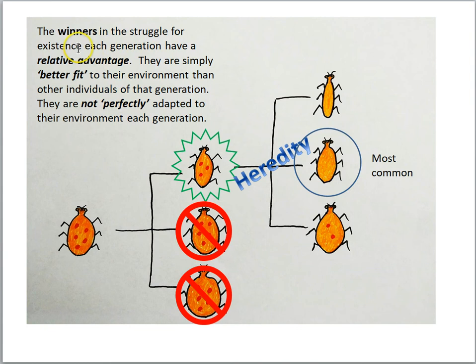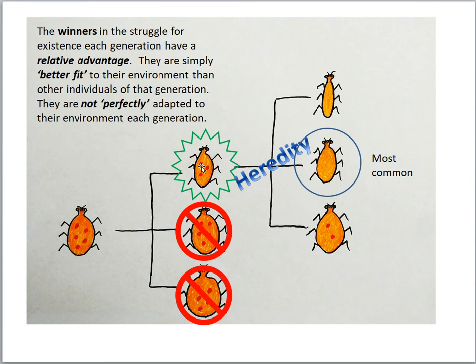The winners in the struggle for existence each generation have a relative advantage. They are simply better fit to the environment than other individuals of that generation. They are not perfectly adapted to their environment each generation. So we want to think of this evolutionary process as not producing perfection, right? It's really just a game of relative advantage. Each generation, some of the individuals have to just have a slight advantage over others.